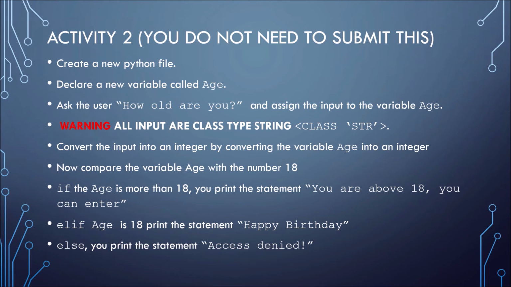So let's give this activity a try. We are going to create a variable called age, and we are going to get the user input to tell their age. Now be careful, because it's a string. Upon input, you have to convert it to an integer before you make a comparison. So if the user is more than 18 years old, you print the statement, you are above 18, you can enter. If the user is exactly 18 years old, you print the statement, happy birthday. If not, you say access denied.